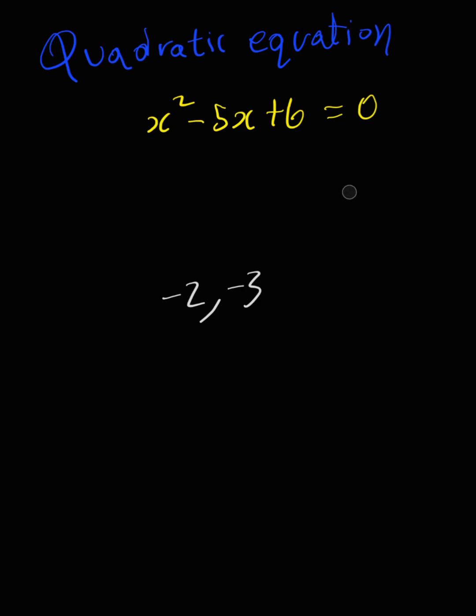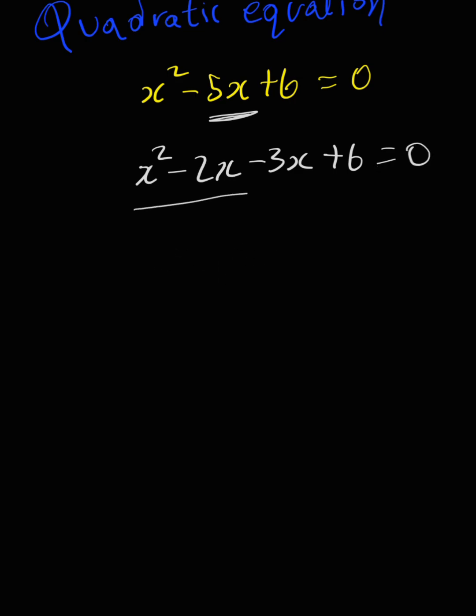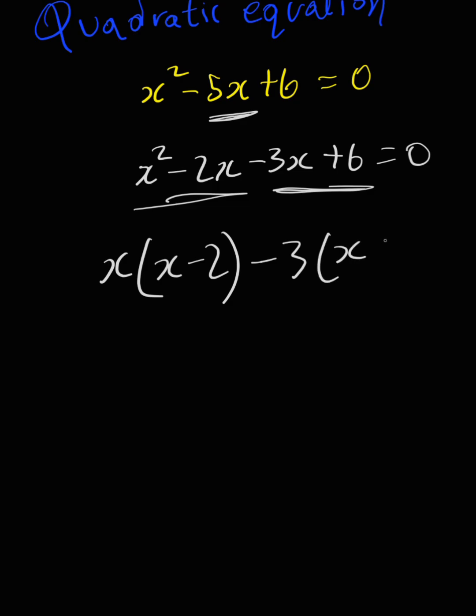Now that we know our two numbers, we break this minus 5 into these two numbers. So this will look like x square minus 2x minus 3x plus 6 is equal to 0. Now we group them, and we take x common. From here this will become x bracket x minus 2. This will become minus 3 bracket x minus 2 equal to 0.